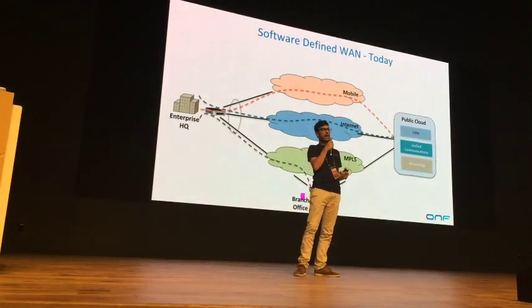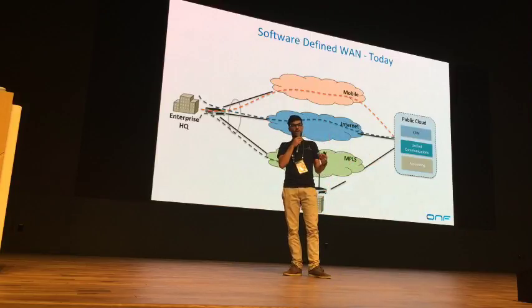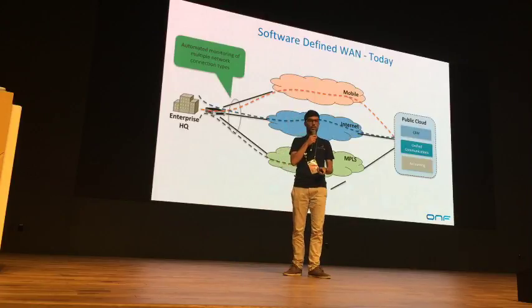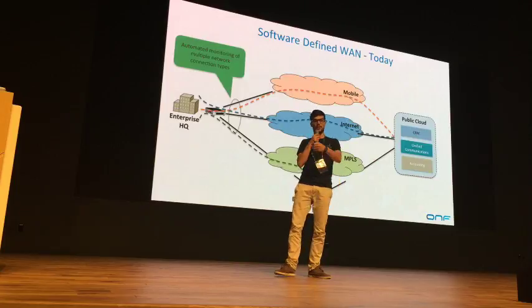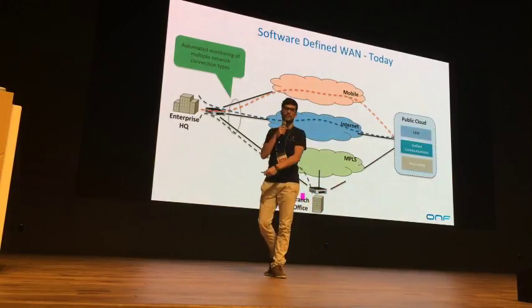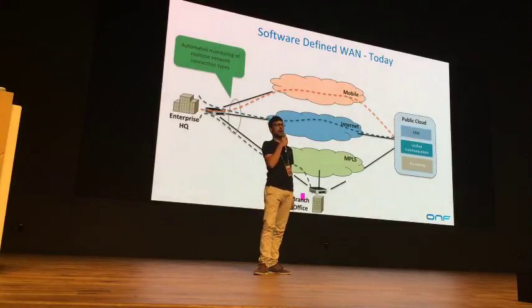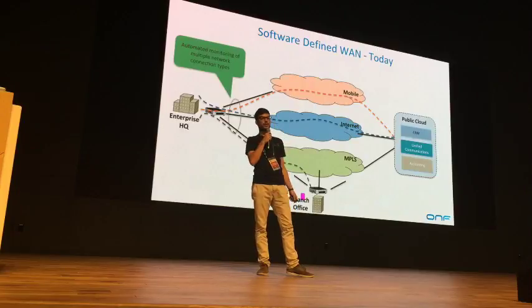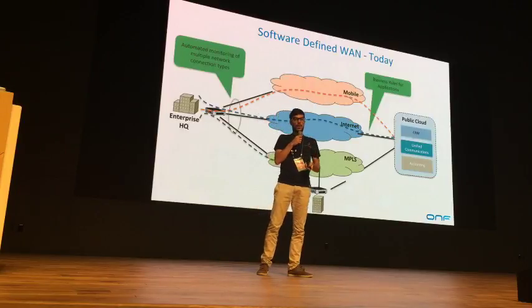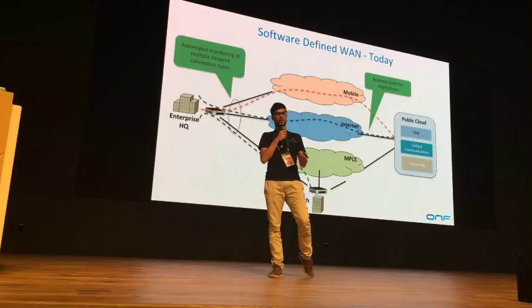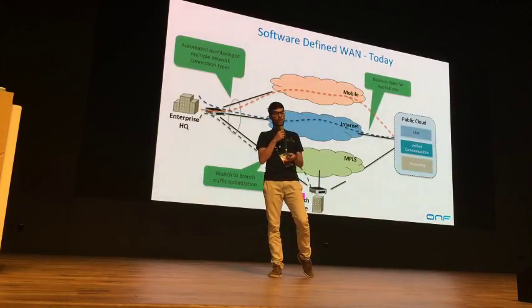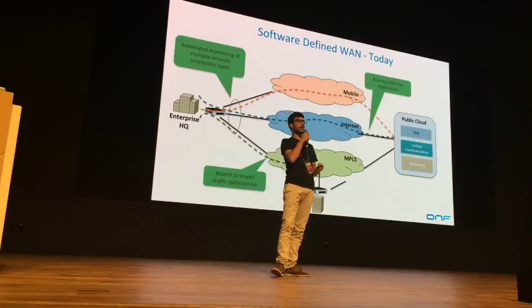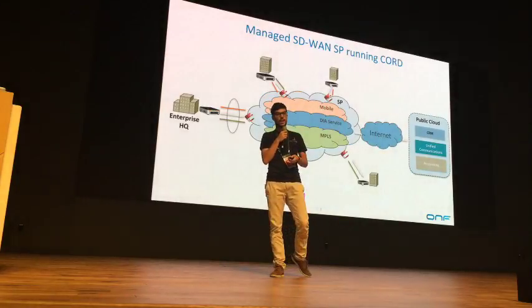So why do we say SDN done right, SD-WAN done right? Basically because, as you know, today in a software-defined wide area network, you want to go from the enterprise HQ to another enterprise HQ or to the public cloud through mobile internet or MPLS technology, or to another branch office. And today there is automated monitoring, multiple network connections, and business rules for applications to go to the public cloud, and also branch-to-branch for very fast operations within the same enterprise.